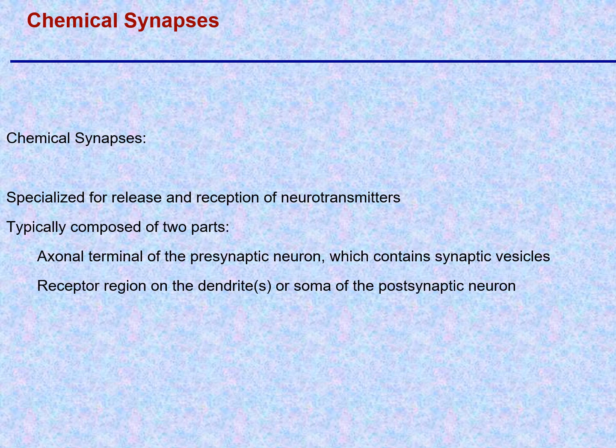Now, chemical synapses are specialized so that there's a release of neurotransmitter at the synapse and a reception of the neurotransmitter by the postsynaptic neuron. So the presynaptic neuron releases neurotransmitters and the postsynaptic neuron receives. Typically, the presynaptic neuron has its axon terminals at a synapse, and inside the axonal terminals you'll have the synaptic vesicles that contain neurotransmitter. On the receptor side, which could be typically dendrites of a postsynaptic neuron or the cell body of a postsynaptic neuron, that's where you have the receptors.